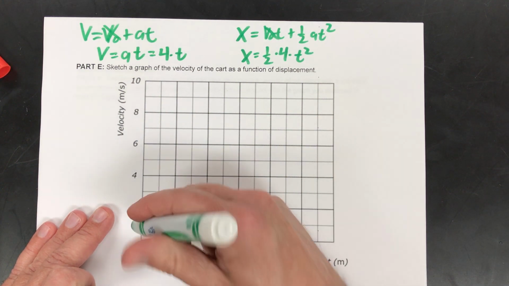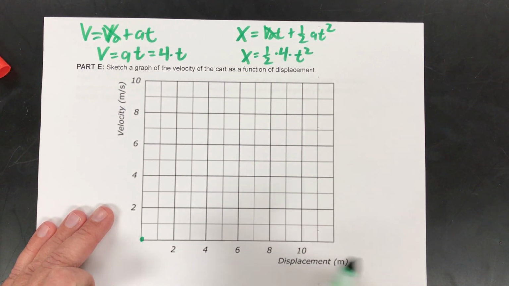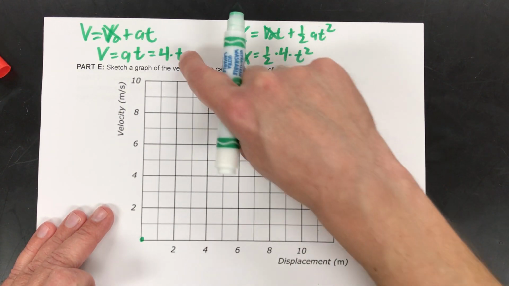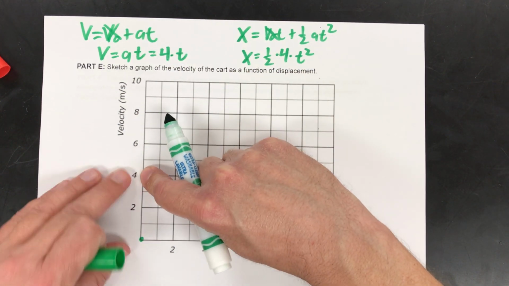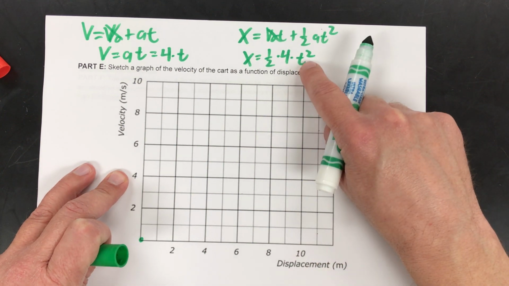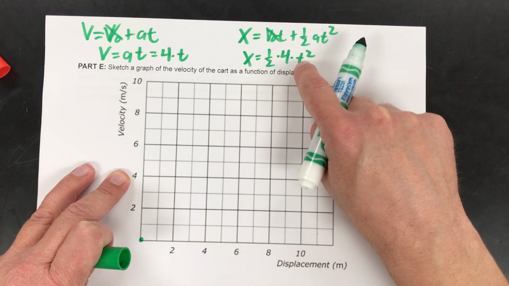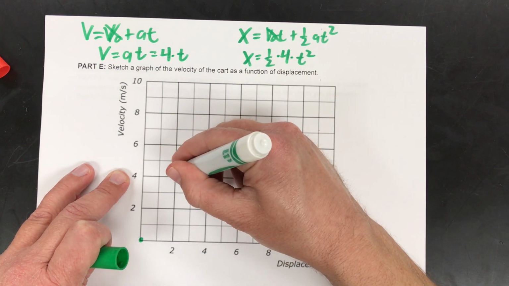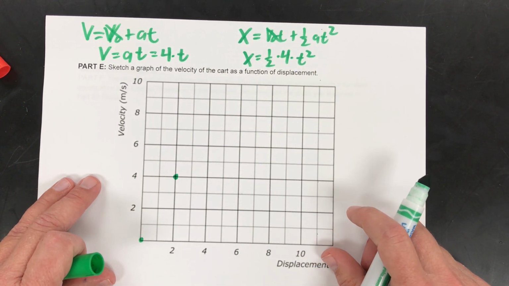So for example, I'll go ahead and put in at 0 meters, we have 0 velocity. But then let's put in 1 second here. At 1 second, 1 times 4 is 4, so we're at a velocity of 4. But where are we? So plug in 1 here. 1 squared is 1, times 4 is 4, half of that is 2. So we're 2 meters out when we're going 4 meters per second. So our next point should be right there.